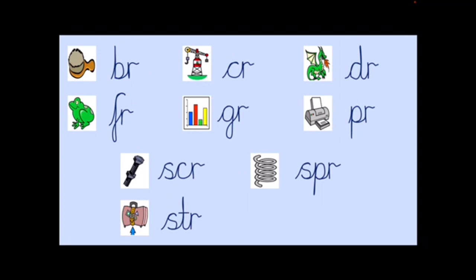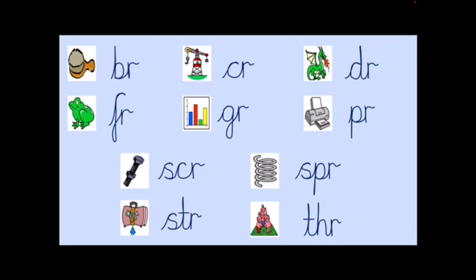And the last one, our three little pigs, we can hear th and then r. So it's two sounds, but th needs two letters. So 3 letters all together. Thr is T, H, R. Thr.